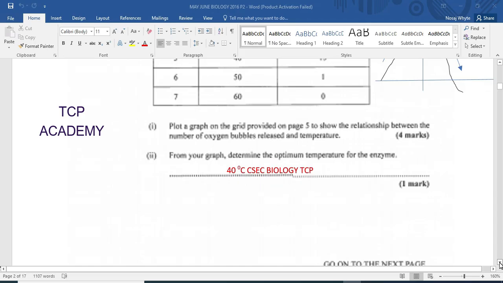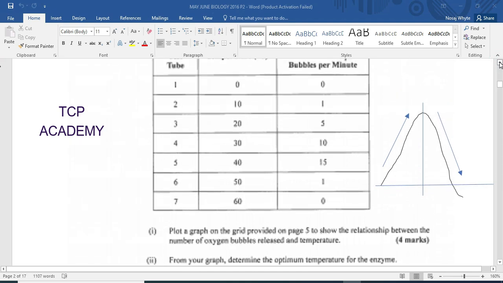But here we're supposed to get this information from the graph. We're supposed to determine the optimum temperature for the enzyme. Now, the optimum temperature is, of course, going to be the point at which the enzyme works and is efficient. That would have been right here at the top. If we want to find that, all we have to do is look for the highest number of bubbles, and that would have been 15. So it's 15, and the temperature here would have been 40.